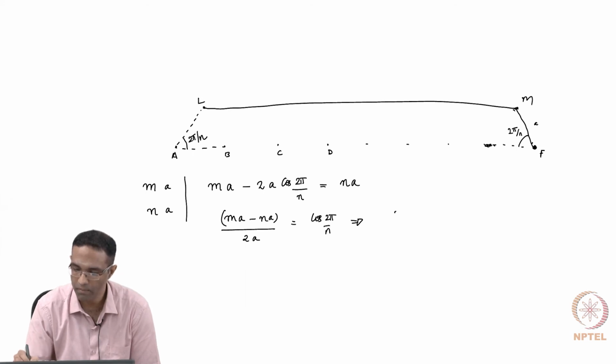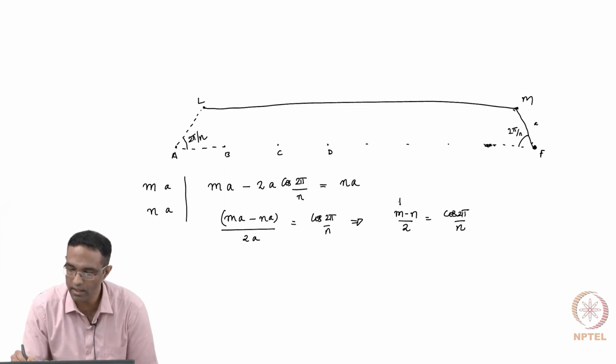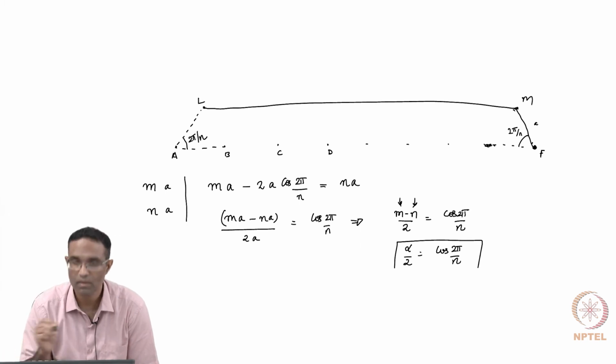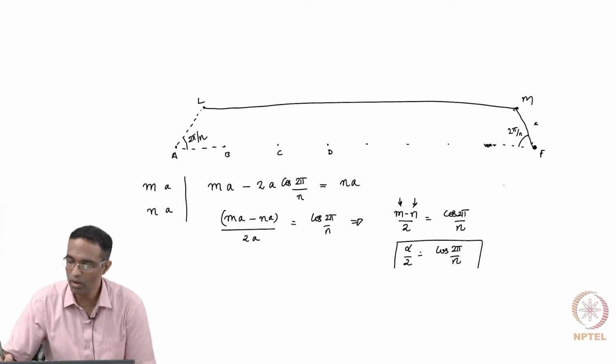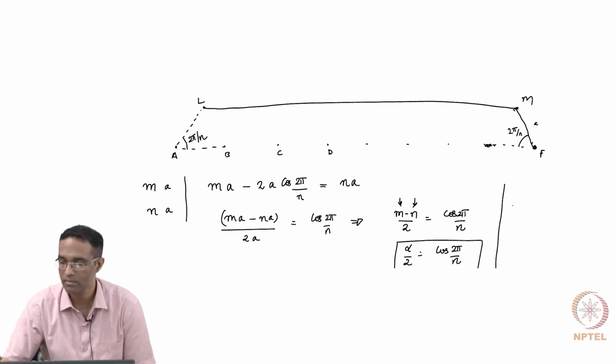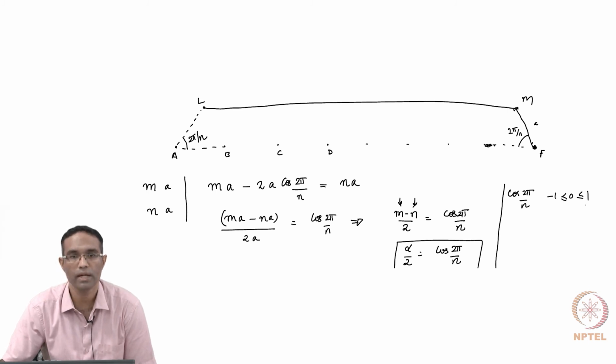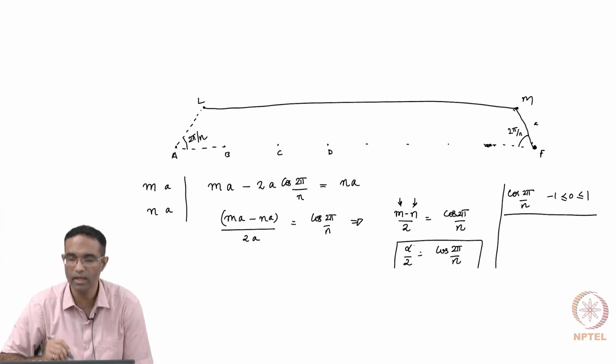Now if you just simplify, which implies alpha equals m minus n over 2 times cos of 2 pi over n, right. Now m is an integer, n is an integer, so we can call m minus n as some other integer, correct. So now what values can cos 2 pi over n take? Minus 1 to 1, right. So now, what values can alpha take?